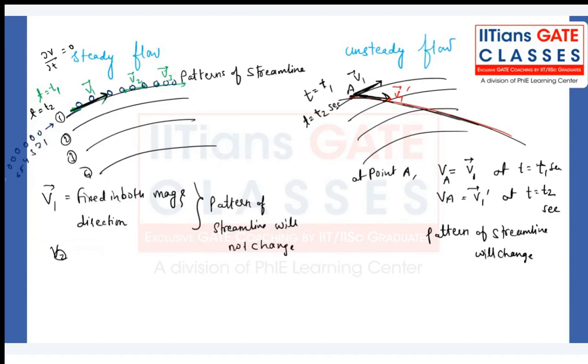The pattern of the streamline will not change. So they cannot move like this, they cannot move like this, they will remain on the same streamline. So what we can say for a steady flow: path line, streamline, and even if you draw the locus of all the fluid particles from a starting point, you will be getting the same line, joining from the starting point, that is a streak line. So for steady flow, path line will be equal to streamline will be equal to streak line.